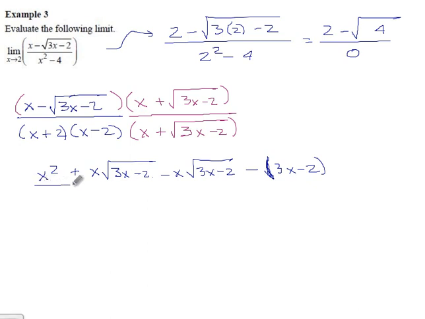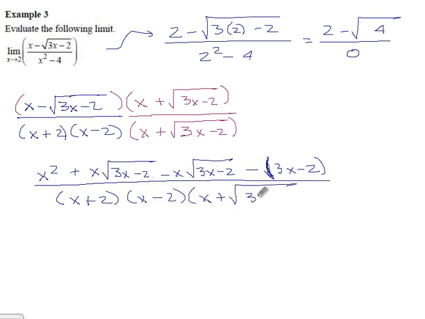Downstairs, I'm not going to expand this. I want to keep this in pieces because my hope is that we'll cancel that x minus 2, and it'll be harder to see that if I roll it up with a bunch of other terms. So I'm going to keep this in factored form, no changes. X plus root 3x minus 2. Now let's clean up that numerator and see if anything wonderful happens.